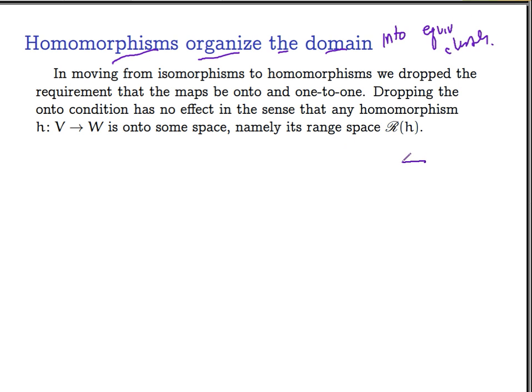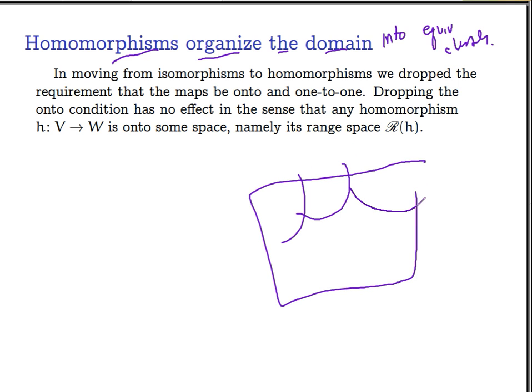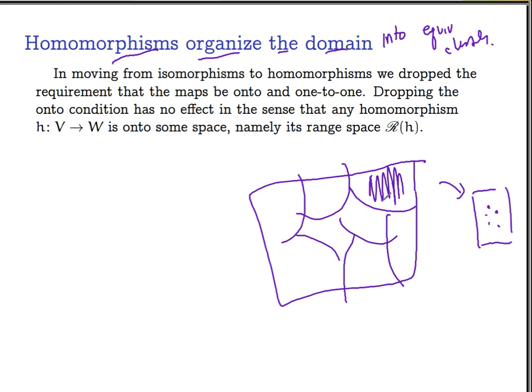Okay, so if you have your domain here, then in some sense the homomorphism is going to break this domain up into classes, and in fact each one of these classes is going to be associated with a unique element of the range space. So all of the elements in the domain in this class map to an individual in the range space. All right, that's kind of vague now. We'll see several examples to show how that works.